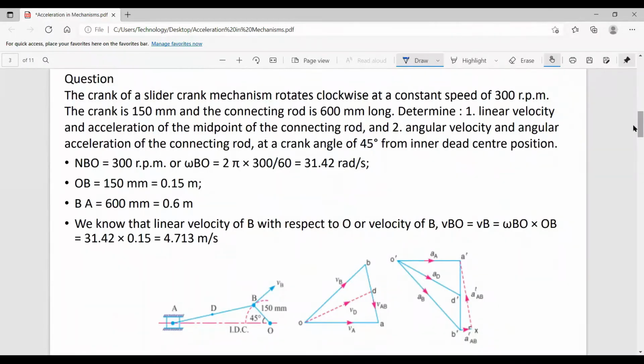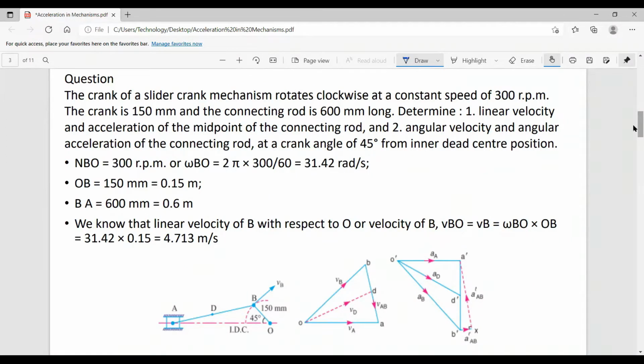Crank of a slider crank mechanism rotates clockwise at a constant speed of 300 rpm. Okay, so it is said that it's a slider crank mechanism, which means we must have a slider, we must have a crank, and we must have a connecting rod. All three components must be there, at a constant speed of 300 rpm, right?